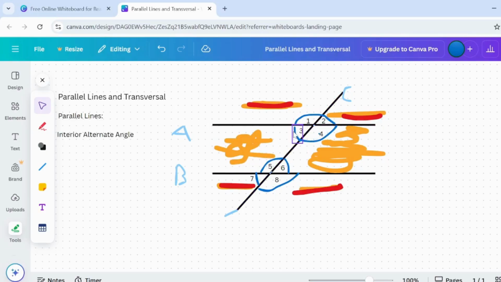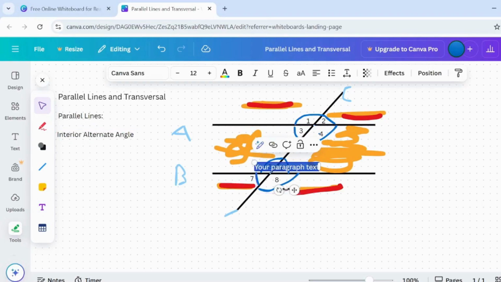Next, 3 and 6 are also interior alternate angles because 3 is on the left side on the top and 6 is on the right side of the transversal, but on the bottom. They're alternate, and these can never be adjacent angles like 3 and 4, and 5 and 6.